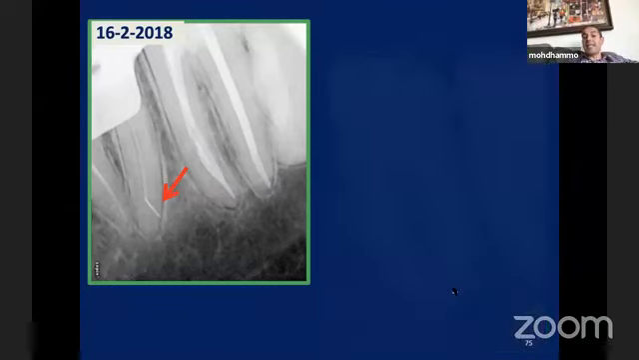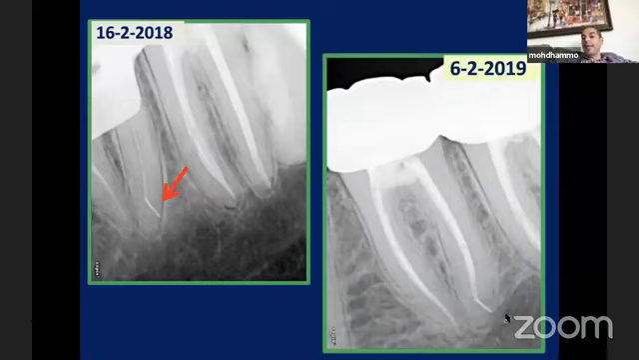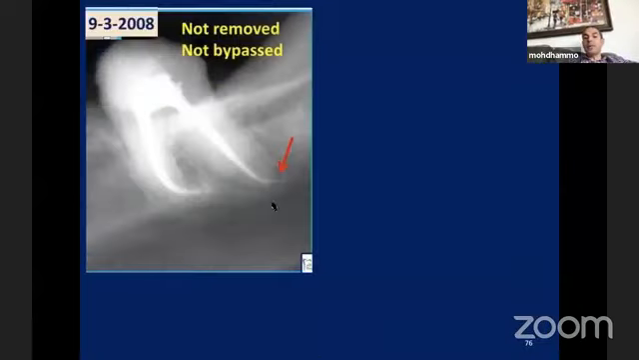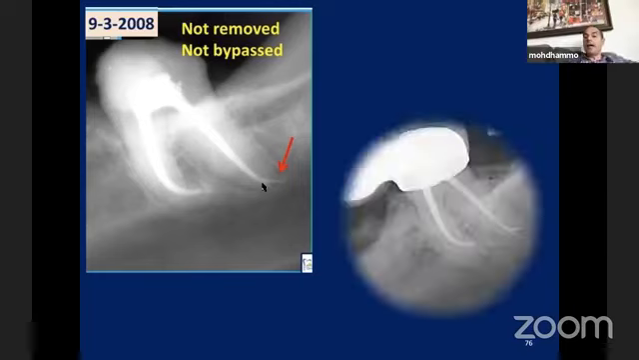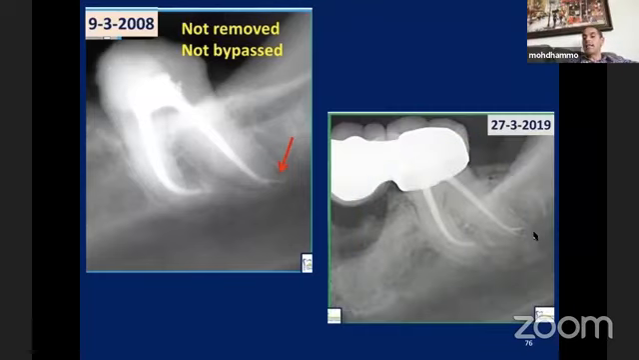So I will stop here and I will keep it under observation. So let's see this case after 1 year. Nothing happened. We will keep it under observation. Let's see this broken instrument in 2008. I could not remove, neither bypass. So I made the other canals as best as I can. I will stop here and let me see the prognosis after 11 years. You can see complete healing, nothing occurred.